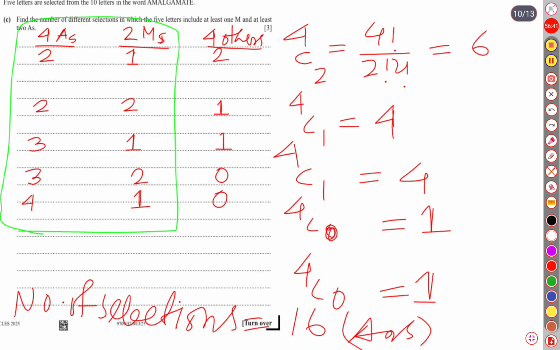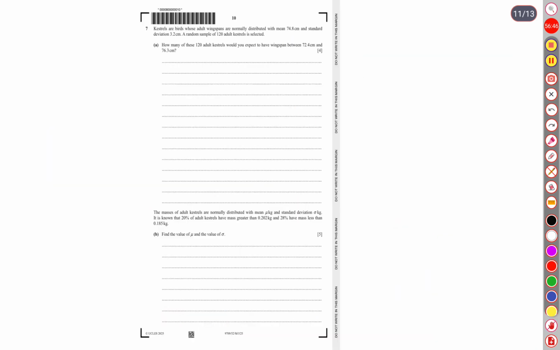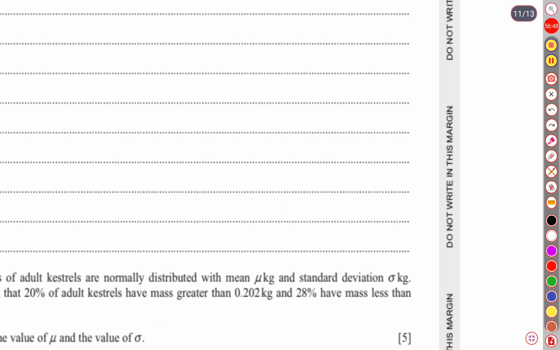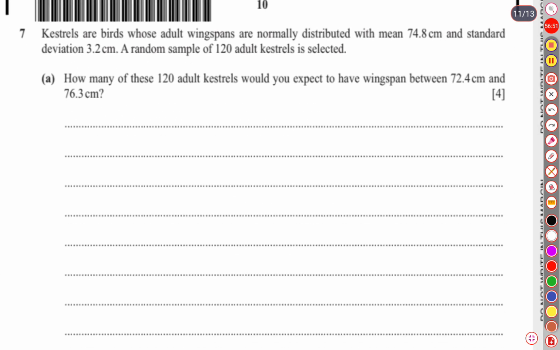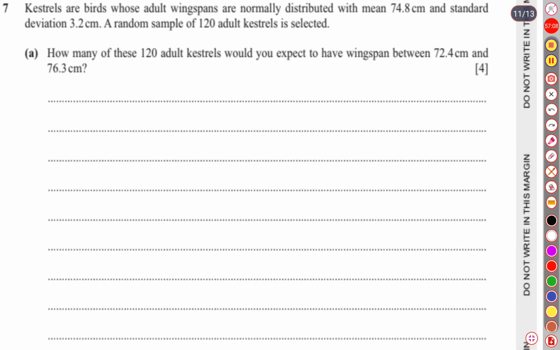Let's see the next question. The next question is the last of all questions of this paper, which says: kestrels are birds whose adult wingspans are normally distributed with mean 74.8 centimeters and standard deviation 3.2 centimeters. A random sample of 120 adult kestrels is selected. How many of these 120 adult kestrels would you expect to have wingspan between 72.4 centimeters and 76.3 centimeters?